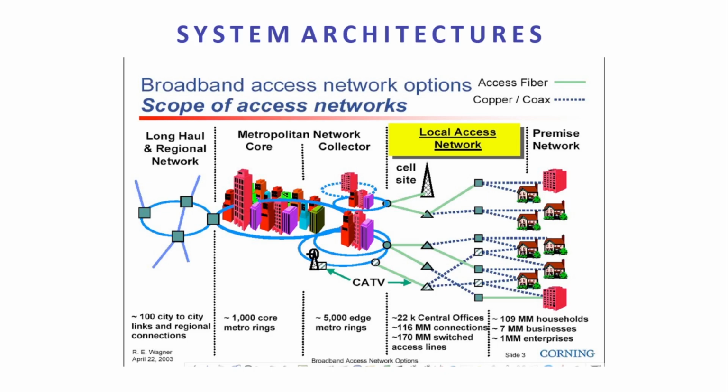After that, the signal is given to the premise network, having 109 mm households, 7 mm businesses and 1 mm enterprises, in which the signal is given to the end users. It may be personal use or professional use, depending upon the network. In this network architecture, or system architecture, the signal communication takes place using broadband access network options.